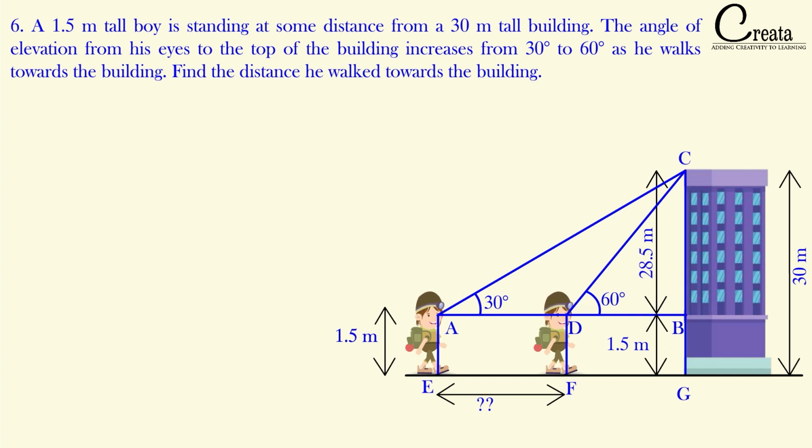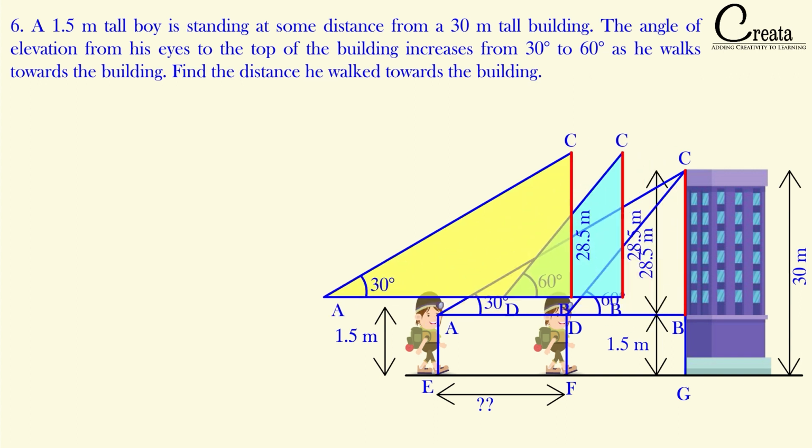Further, here are we able to observe any right angle triangles in the given figure? Yes, we are having two right angle triangles in the given figure. The first triangle is triangle DBC, this triangle with the trigonometric angle at 60 degree. The second triangle is our triangle ABC with the trigonometric angle as 30 degree. And both the triangles are having the common side as BC, which is 28.5 meter.